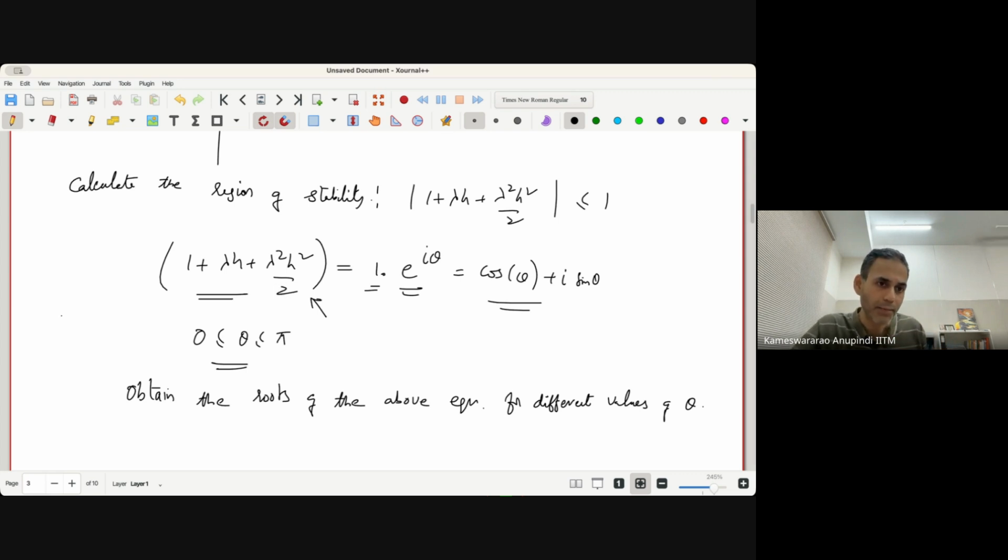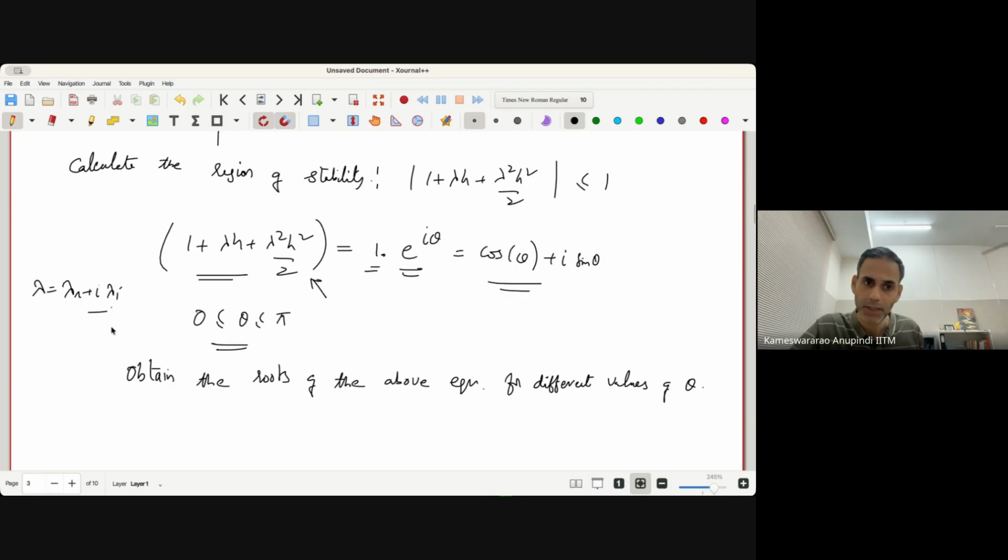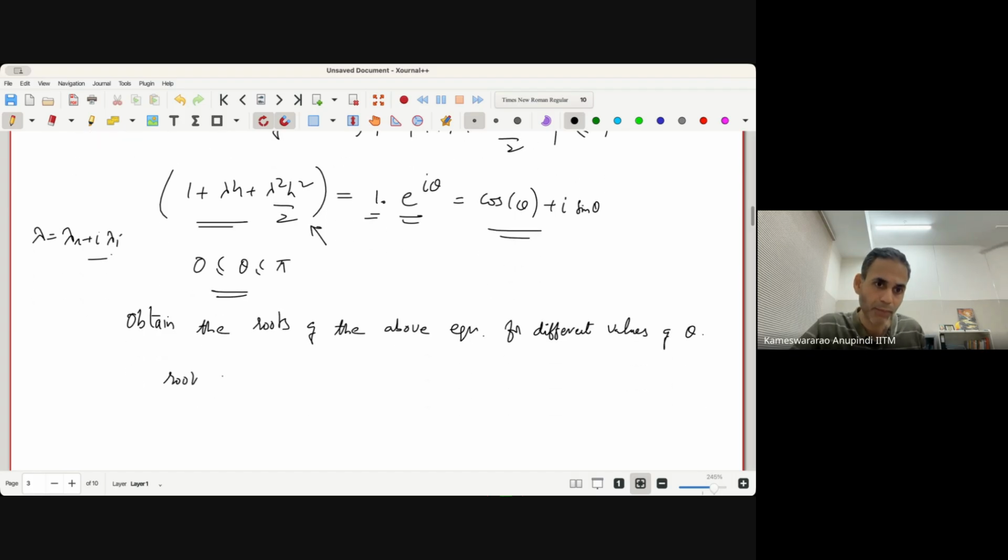But then again, we realize that lambda is in general complex. So this is lambda r plus I lambda I. That means we need the root finding routine to be able to handle complex polynomials. Otherwise, what you can do is equate the real part and the imaginary part of this expression to cosine theta and sine theta respectively, and then obtain the values of lambda r h and lambda I h for each and every theta, and then plot all these things.